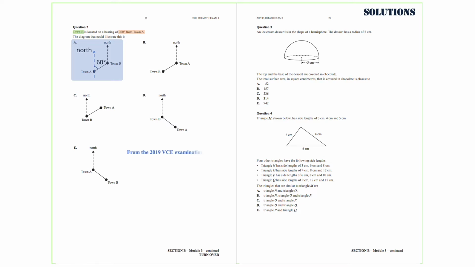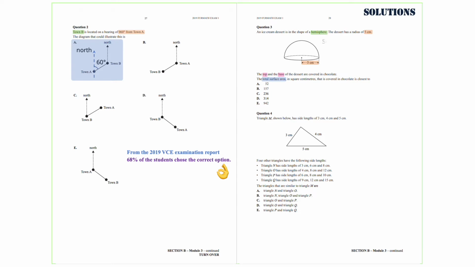From the 2019 VCE examination report, 68% of the students chose the correct option. Question 3. An ice cream dessert is in the shape of a hemisphere. The dessert has a radius of 5 centimeters. The top and the base of the dessert are covered in chocolate. The question is asking for the total surface area in square centimeters that is covered in chocolate.